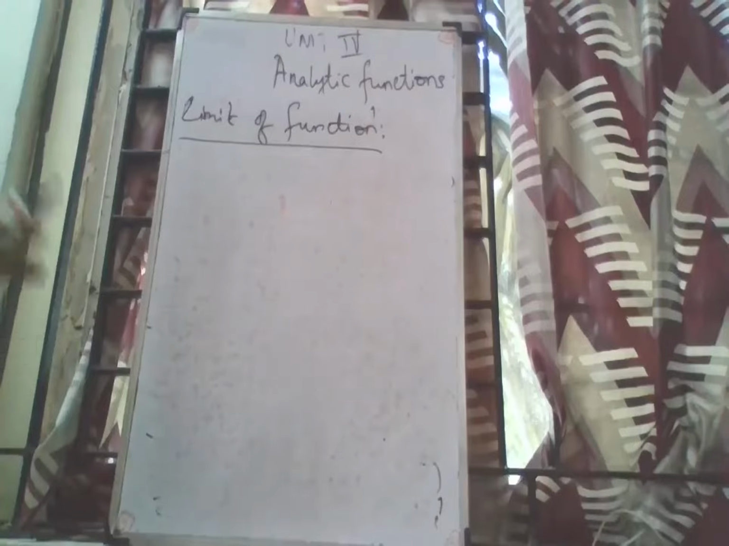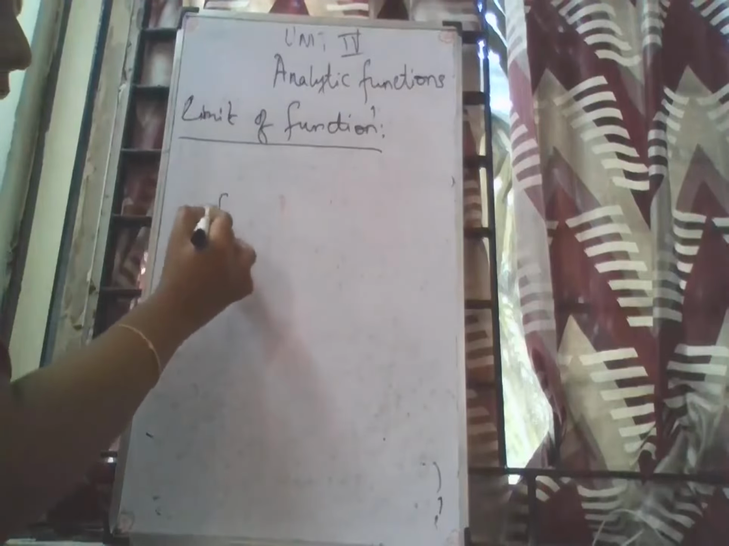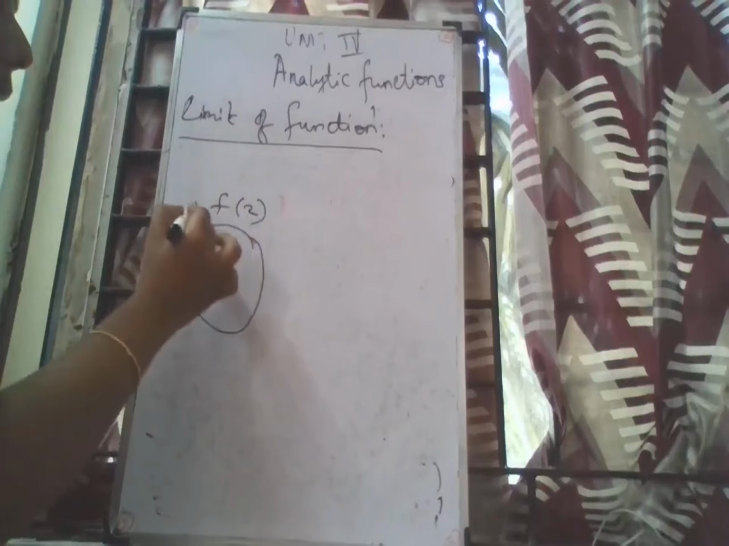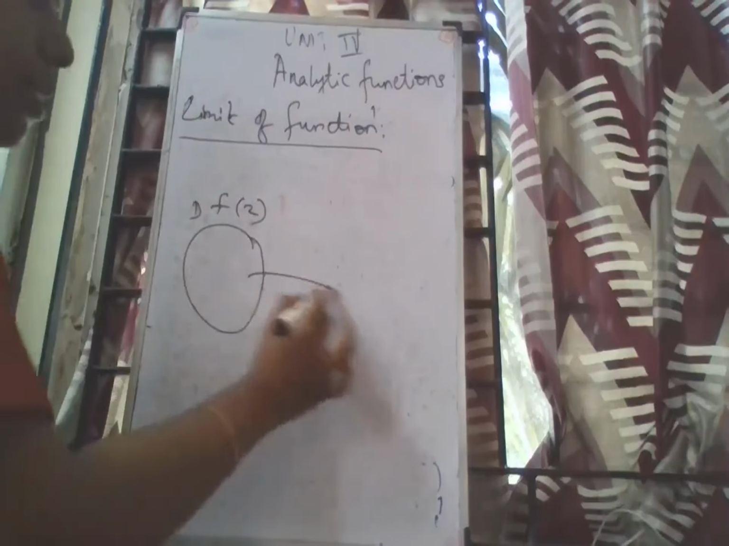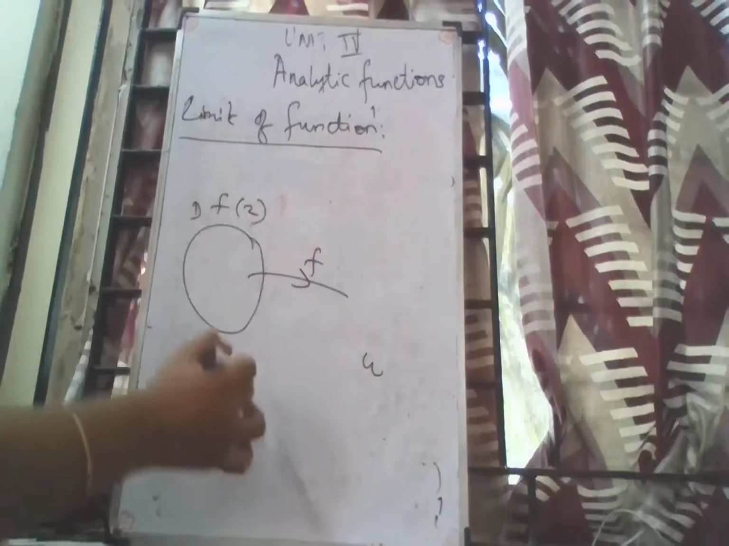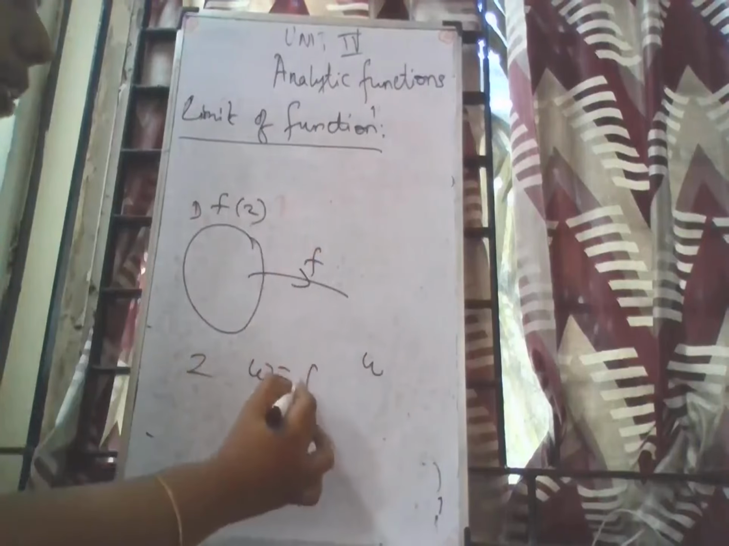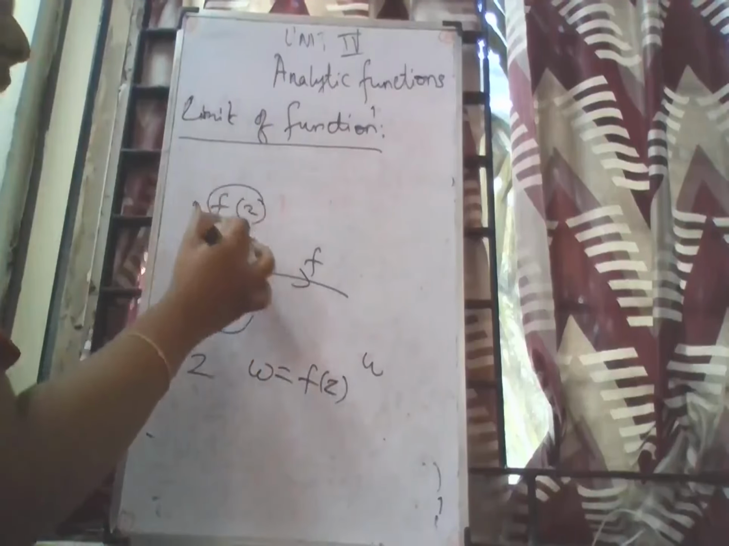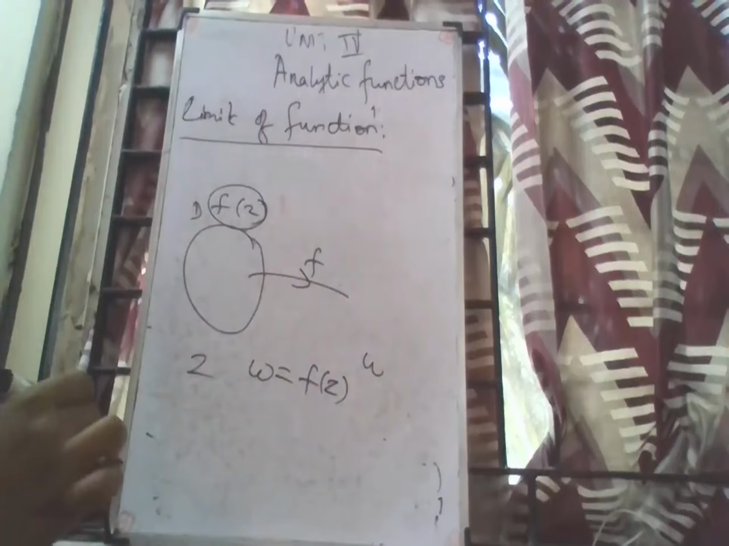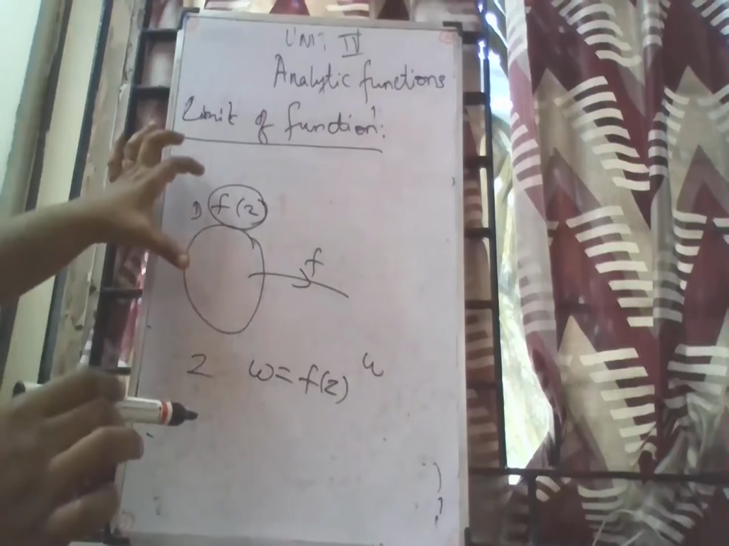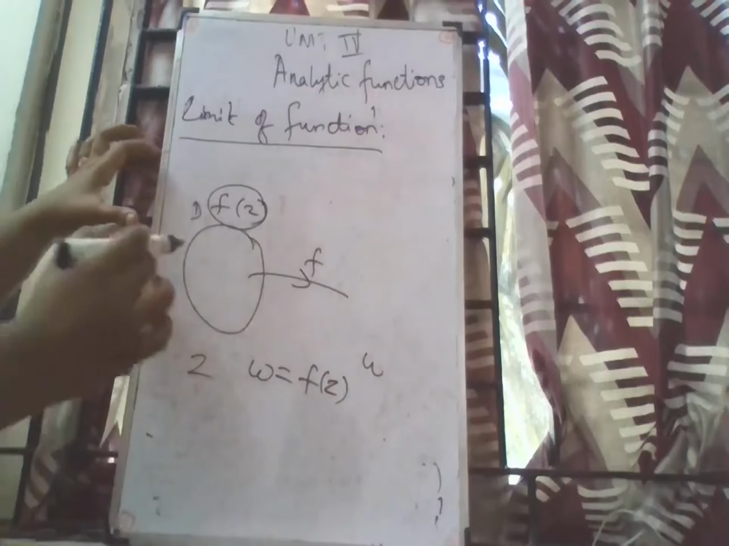Let f of z be a function in a domain D. Let f of z be a function, which means a function f from the z plane to the w plane, and then w is equal to f of z. Then what do you mean by limit of this function? Let f of z be a function defined in a set D, and z naught be a limit point of D.